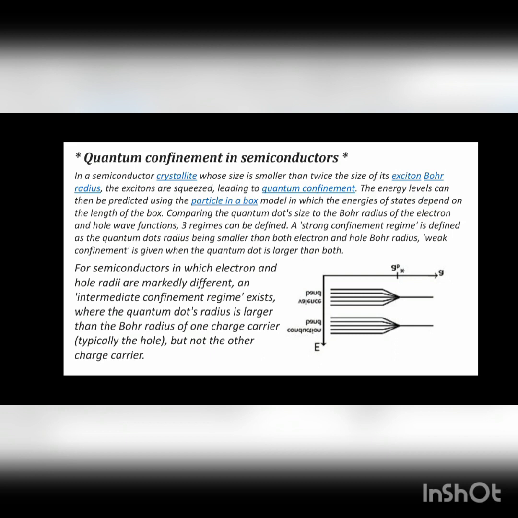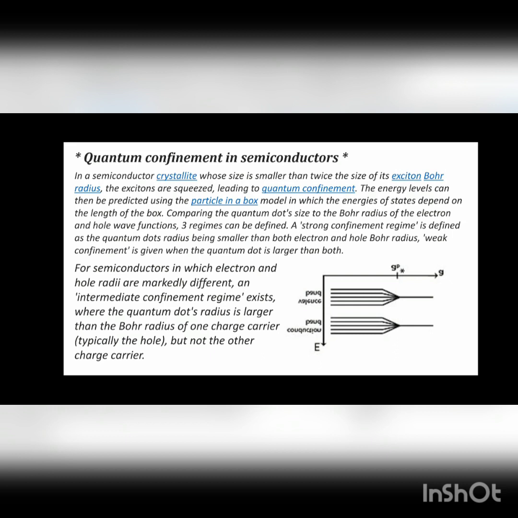Quantum confinement in semiconductors. In a semiconductor crystallite whose size is smaller than twice the size of its exciton Bohr radius, the excitons are squeezed, leading to quantum confinement. The energy levels can then be predicted using a particle in a box model in which the energies of states depend on the length of the box, comparing the quantum dot size to the Bohr radius of the electron and hole wave functions.